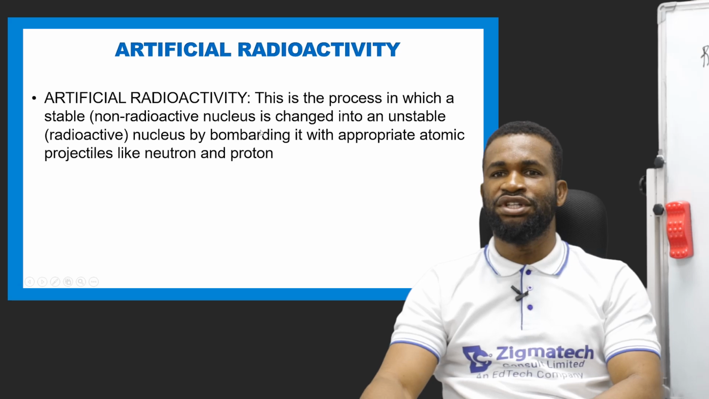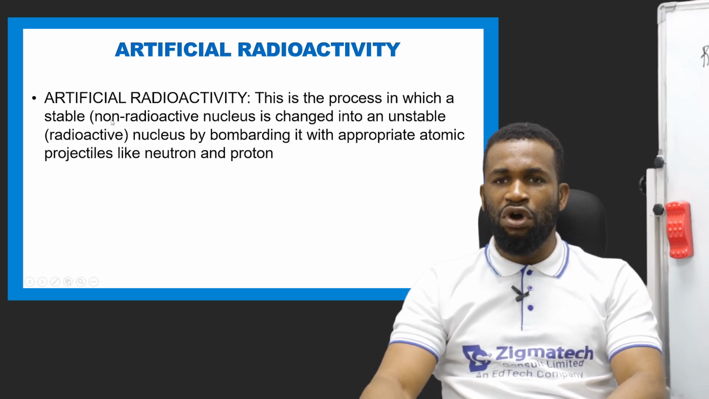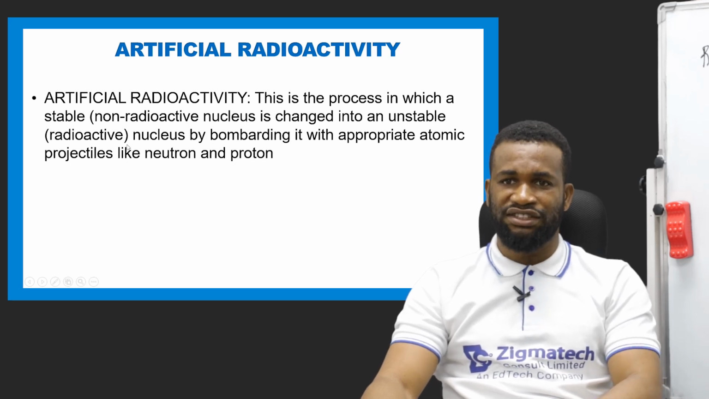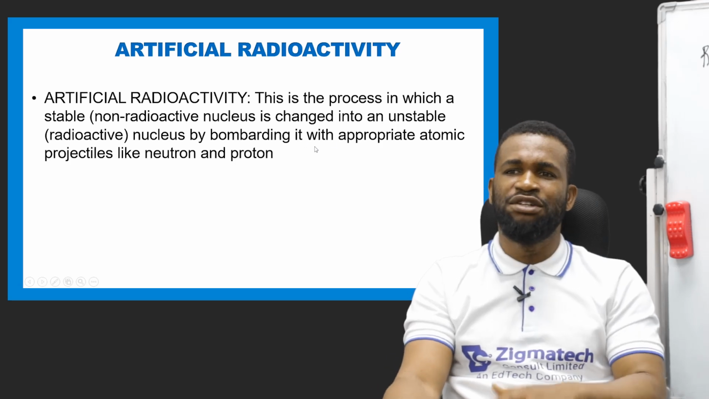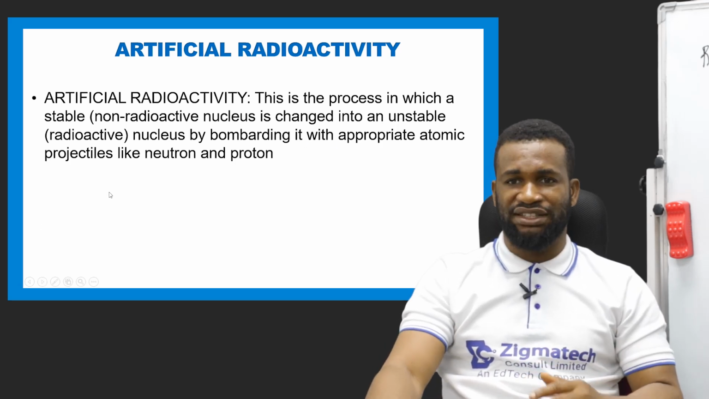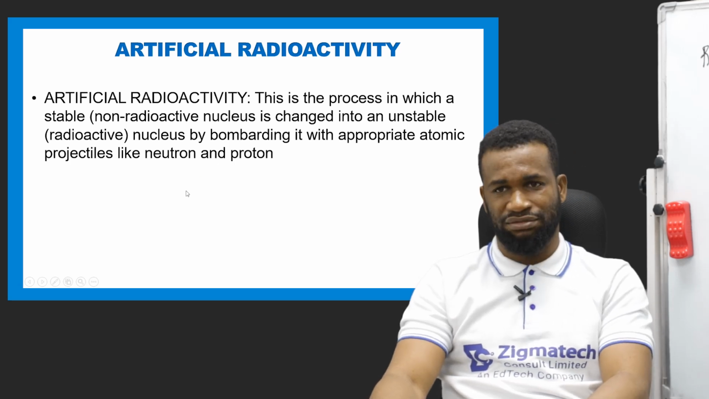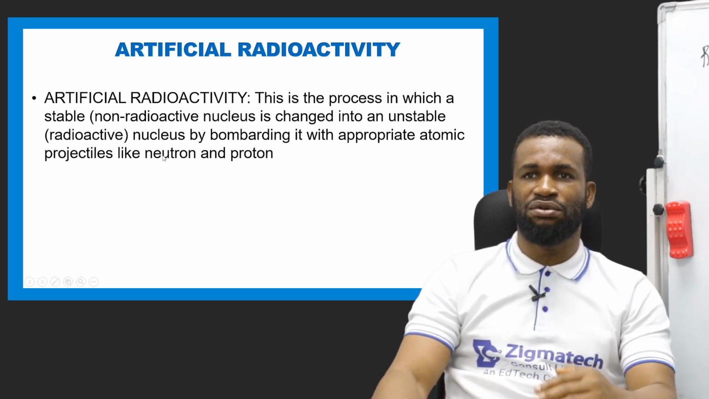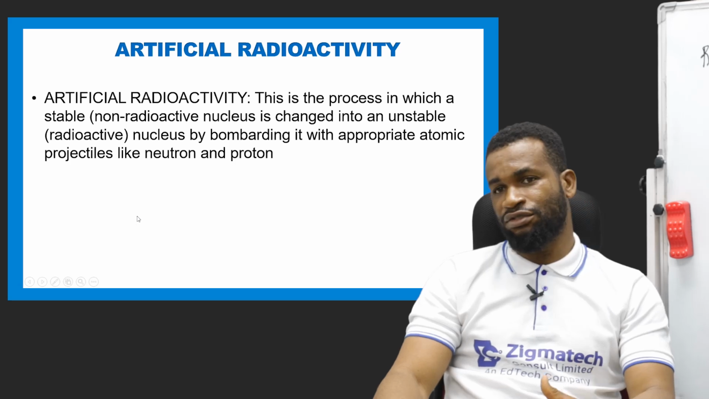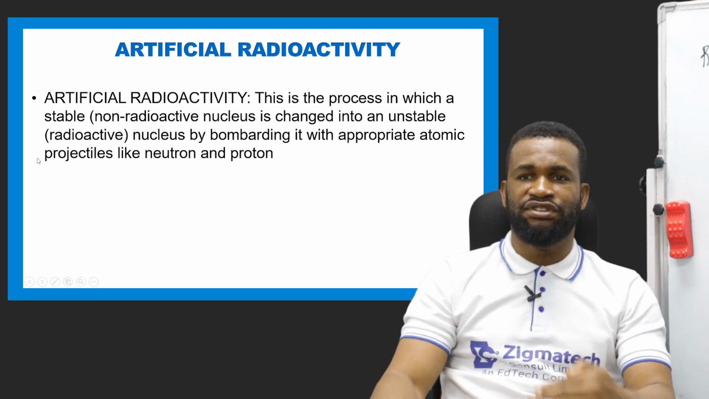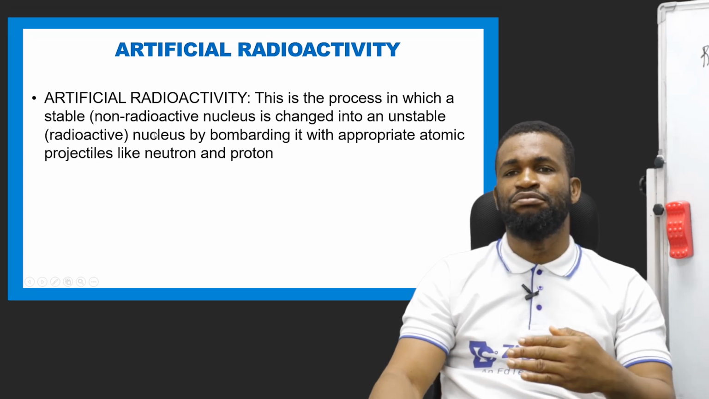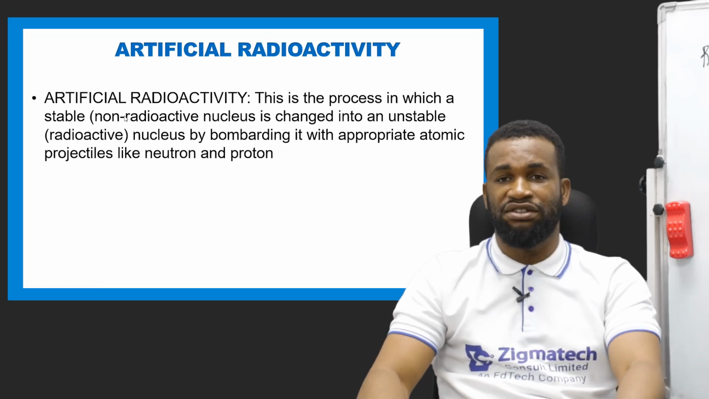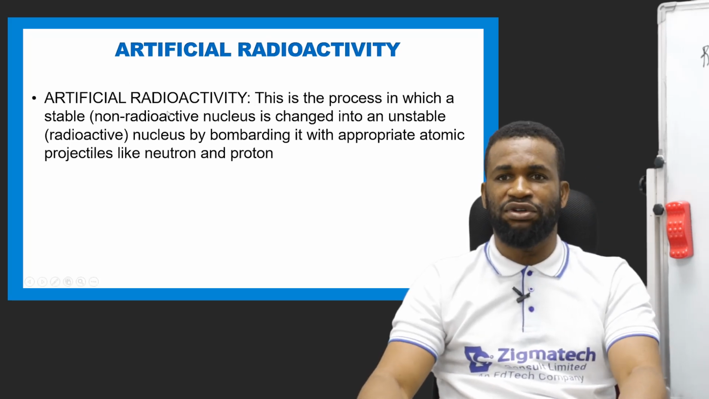This is the process in which a stable, non-radioactive nucleus is changed into an unstable radioactive nucleus by bombarding it with appropriate atomic projectiles like neutron and proton. Now remember, from the beginning part of this lesson, I told you that there is something we call stable isotope and unstable isotope. Those stable isotopes can be made to be unstable by making them a radioactive element by this process called artificial radioactivity.